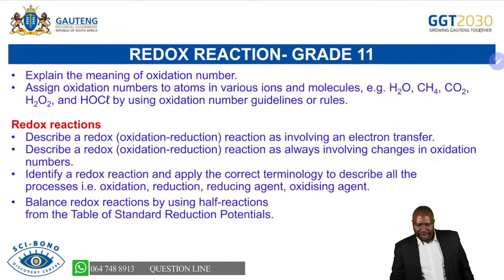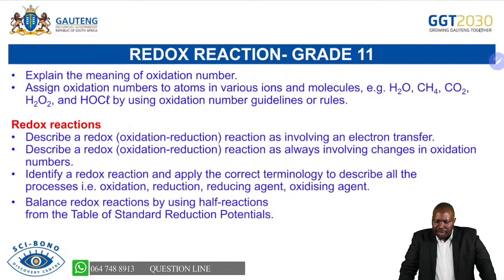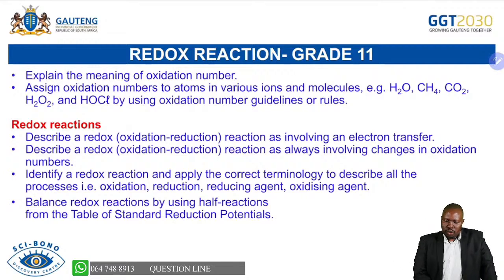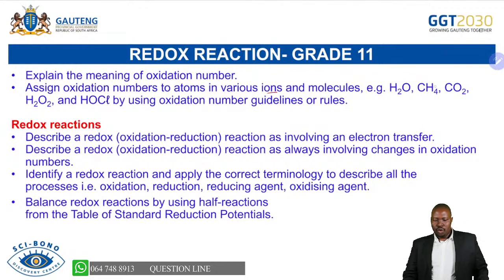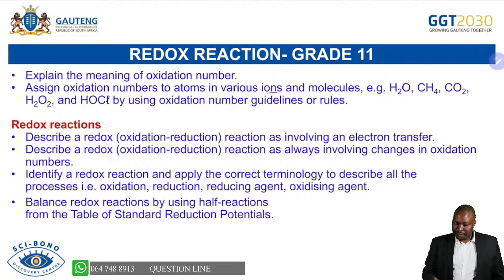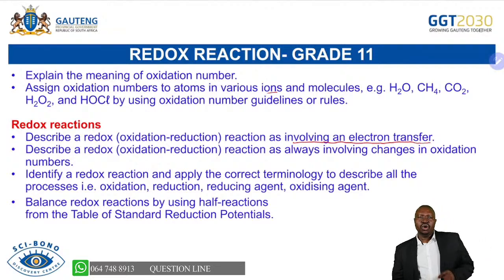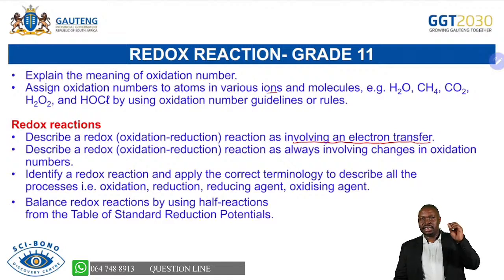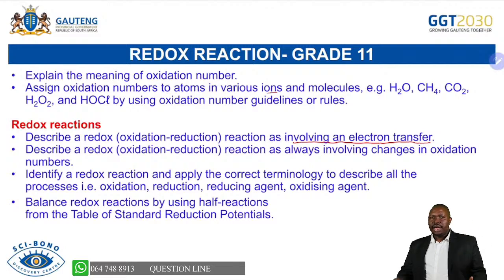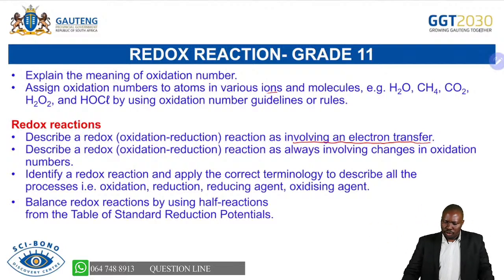Now, in grade 11, you have done redox reaction. In the redox reaction that you have done in grade 11, you were able to explain the meaning of oxidation number. You were able to assign oxidation numbers to atoms in various ions and molecules. And then you were supposed in grade 11 to describe a redox reaction, which is a reaction which involves electron transfer. So you can see the whole day we'll be discussing an electron. It's either we gain electrons or we lose electrons. So this topic is all about loss of electrons and gaining of electrons. So we're going to do that as well.